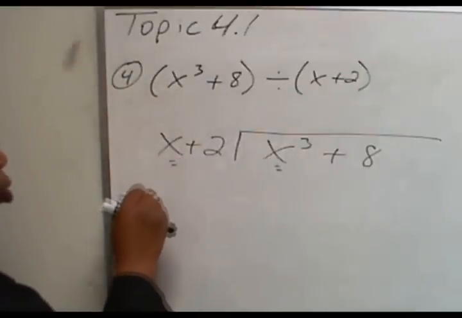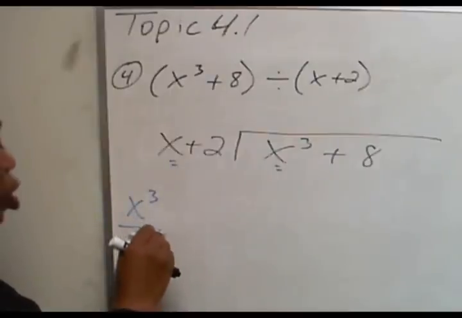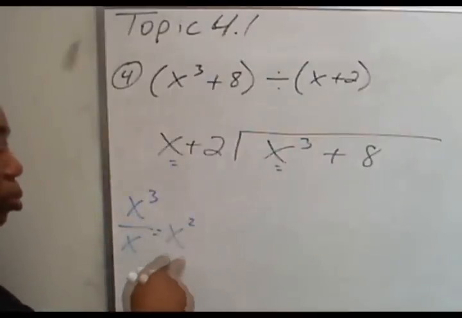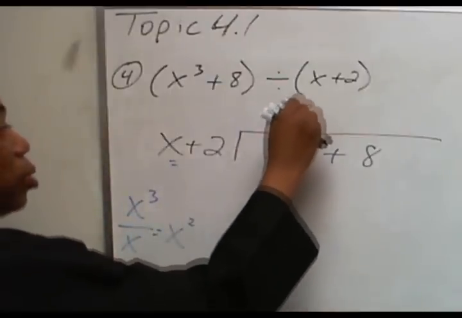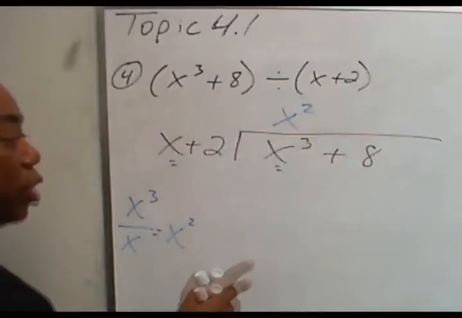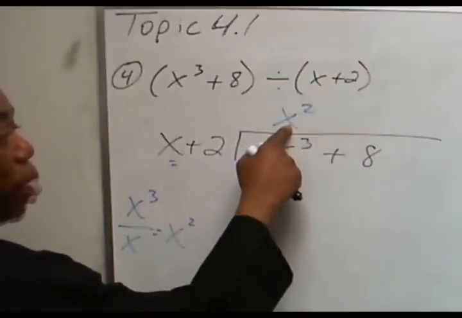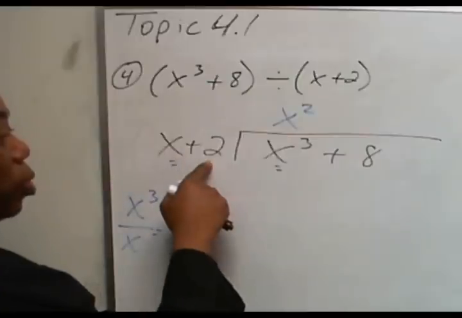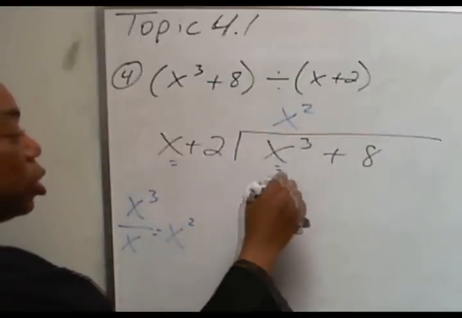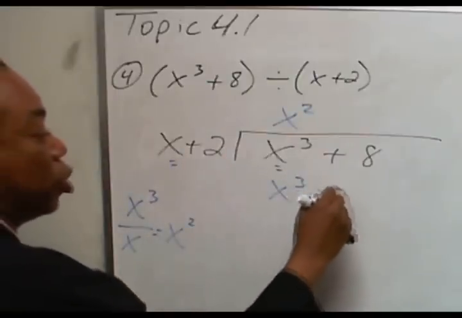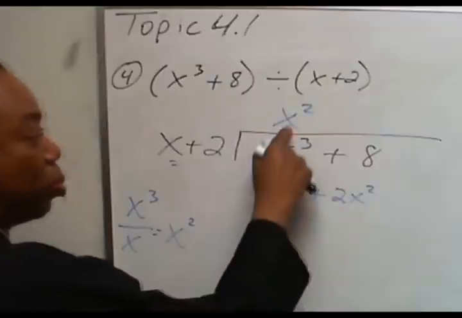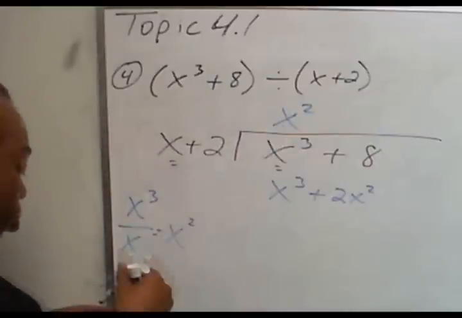So we have x to the third power divided by x, which gives us x squared. That'll be our first answer, x squared. That's the first step, divide the two leading terms. Step 2 is to multiply the answer x squared with the divisor. We're going to get x cubed plus 2x squared when we multiply x squared times both of these.